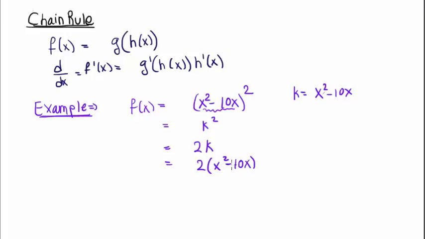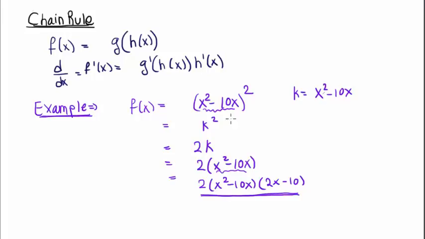But here we have x squared minus 10x. So what we now do is we take the derivative of x squared minus 10x as well, and tag it on for a ride on the back here as well. So what happens now is that this turns into 2 times x squared minus 10x times the derivative of x squared minus 10x, which would be 2x minus 10. So this right here, that's our answer.